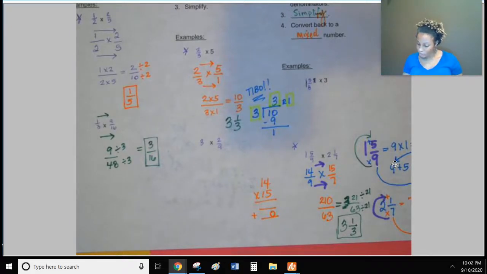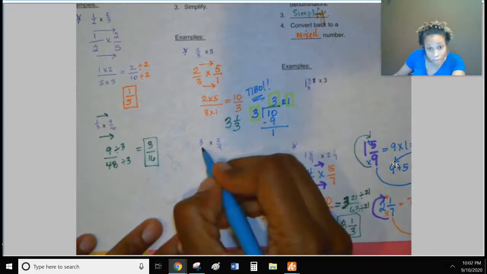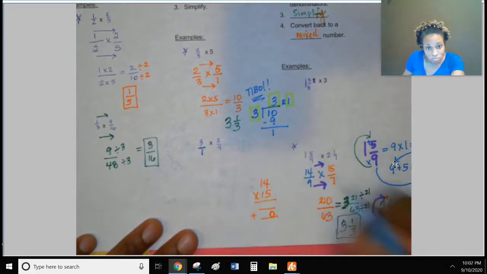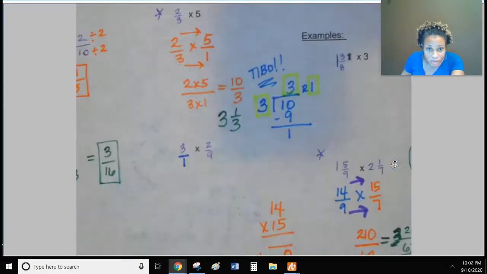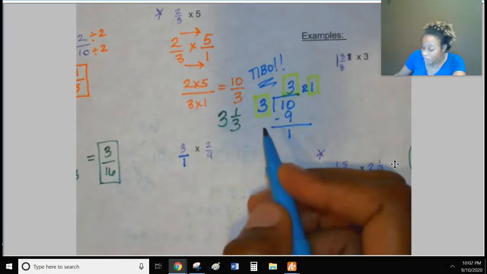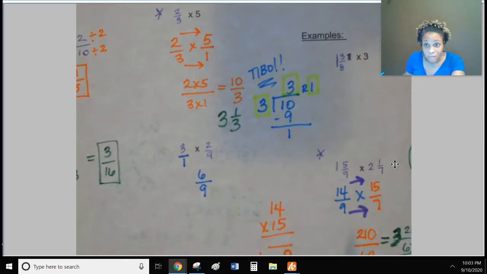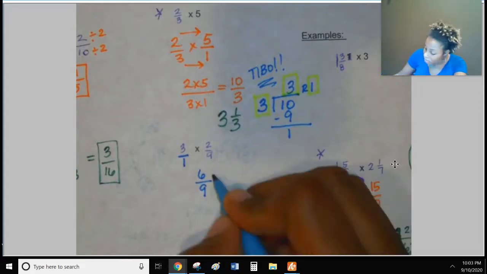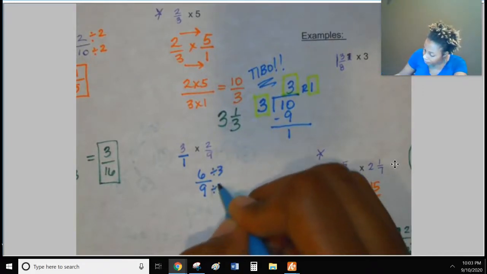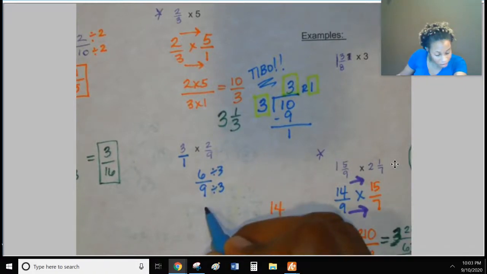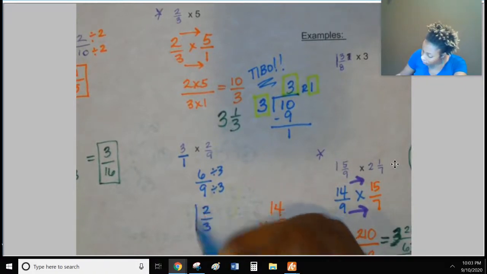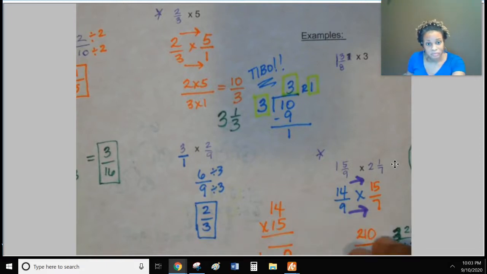The next one, 3 times 2/9. Make the 3 a fraction by putting it over 1. Zoom in for you. And then multiply straight across. 3 times 2 is 6. 1 times 9 is 9. Clearly, we can simplify this fraction, right? Again, the GCF would be 3, and we would end up with 2/3. Final answer. Got it?